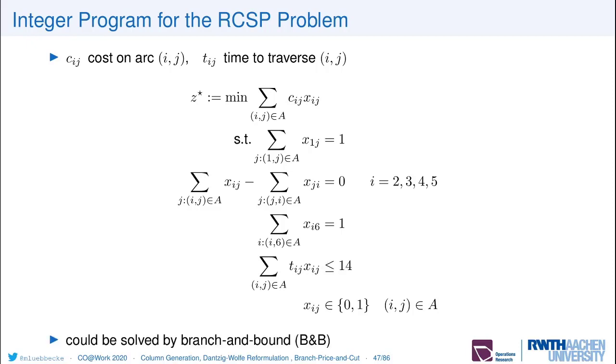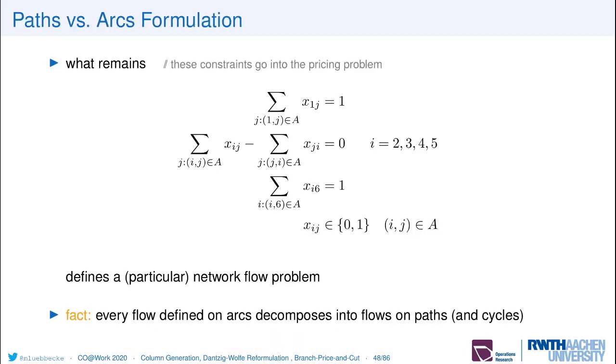We could solve that by branch and bound, of course, but we won't, because we see there's a particular structure in this integer program for which I have algorithms. If I remove the resource constraint, what remains is a shortest path problem, and I perfectly know how to solve shortest path problems. Can I exploit this knowledge that I have algorithms for solving shortest path problems? So if I drop the resource constraint, this is what remains. This is what should go into the pricing problem, because we said these are the easy constraints, the ones we have algorithms for.